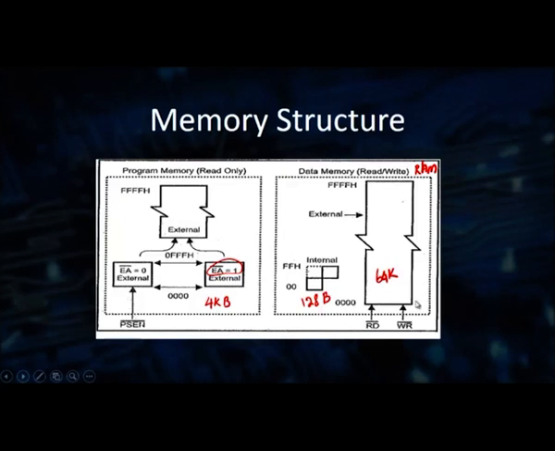The other one is data memory, which is read write memory, also called RAM. So, here the RAM internally has 128 bytes. When the EA bar signal is high, it will access only the internal RAM. When you want to increase the capacity up to a maximum of 64 kilobytes, then the EA bar should be low. When the EA bar is low, it represents that you are accessing from the external memory.